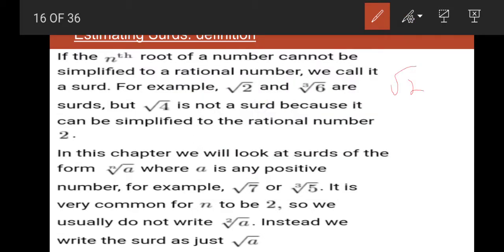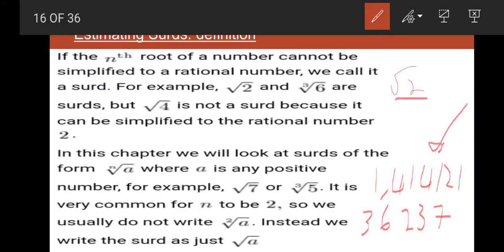If we punch the square root of 2 in the calculator, realize that we will get 1.4142136237. So realize that this answer is not a rational number, but it is a decimal, which means that this is a surd because it did not give us a rational number.